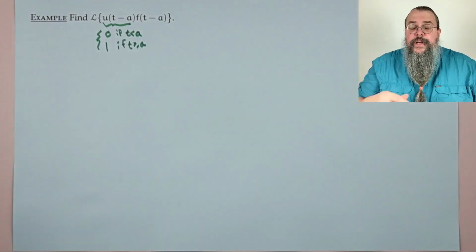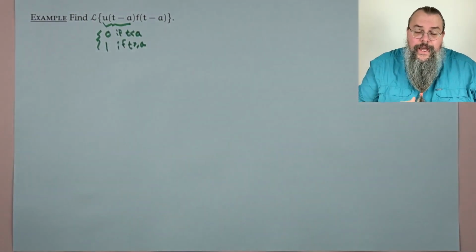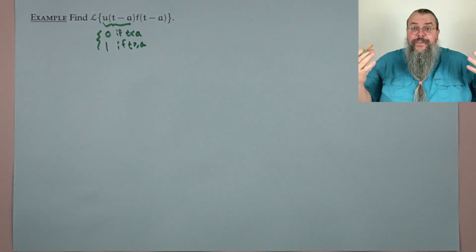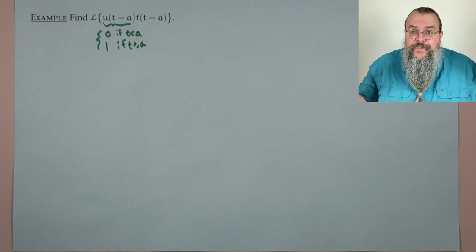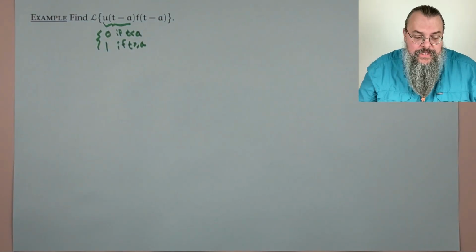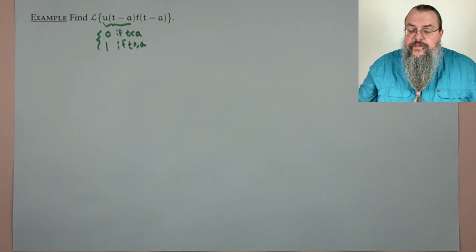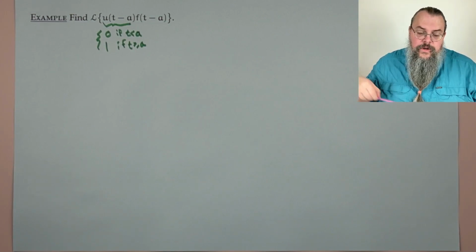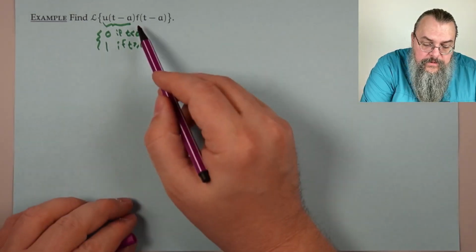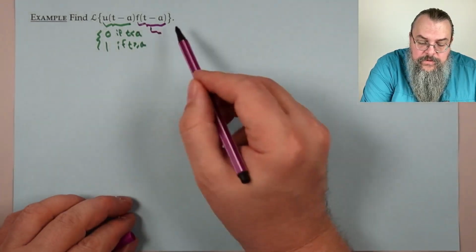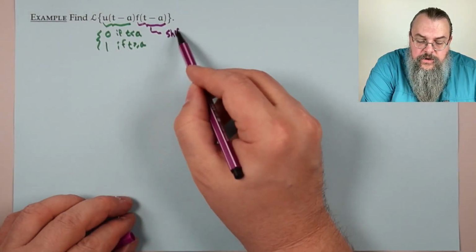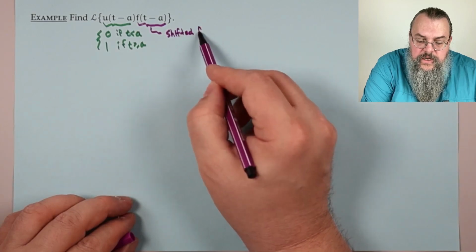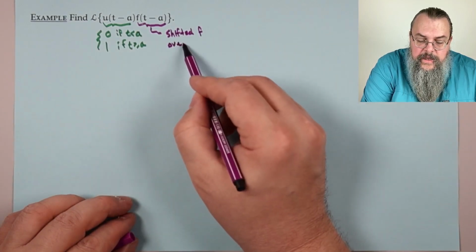So in other words, up until the point a, everything is 0. And then all of a sudden, something happens. Now, what's happening? Well, what's happening is the f(t minus a). Now, what is that? Well, it's simply f, but now we've shifted it over. So we've shifted f over by a.